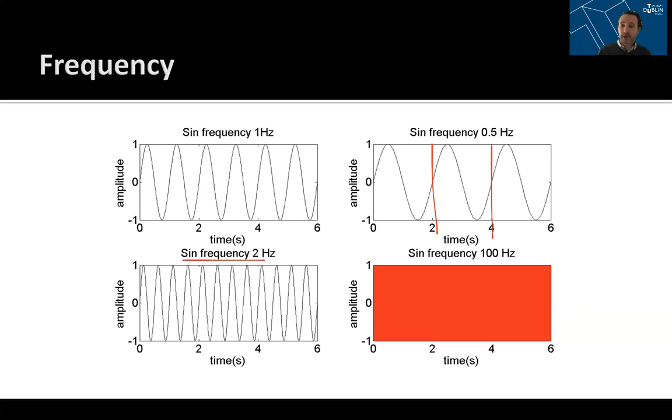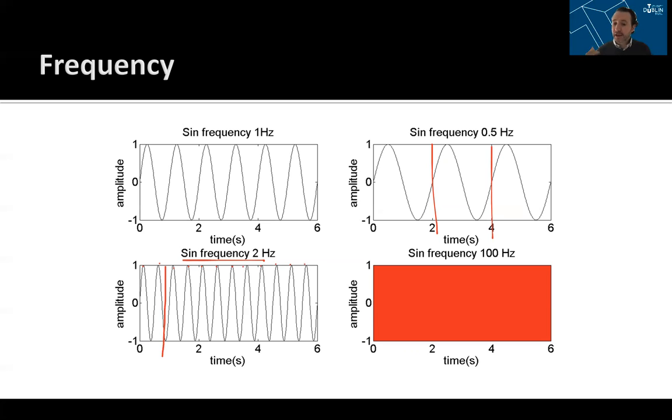Here's a sine wave of 2 Hertz. That means it repeats itself twice in a second. It starts here, goes up, goes down, goes up, goes down. So in a 6-second period, we should have 12 peaks: 1, 2, 3, 4, 5, 6, 7, 8, 9, 10, 11, 12. And so it looks like that.